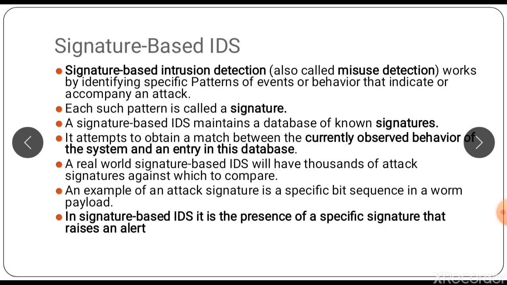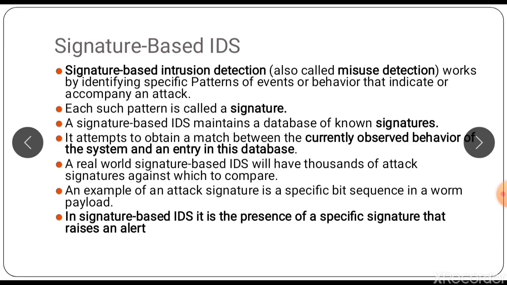The next one is signature based IDS. Signature based intrusion detection works by identifying specific patterns of events or behavior that portend an attack. A signature based IDS maintains a database of known signatures. It attempts to obtain a match between the currently observed behavior of the system and an entry in this database. A real-world signature-based IDS will have thousands of attack signatures against which to compare.